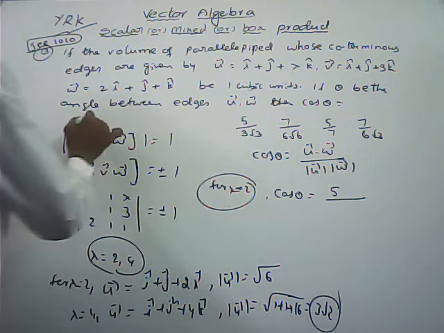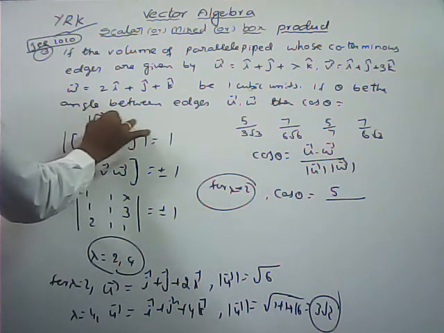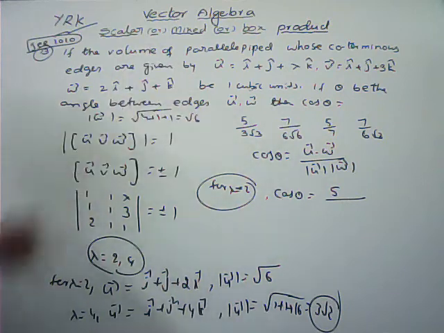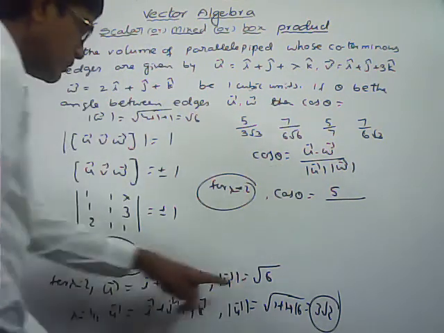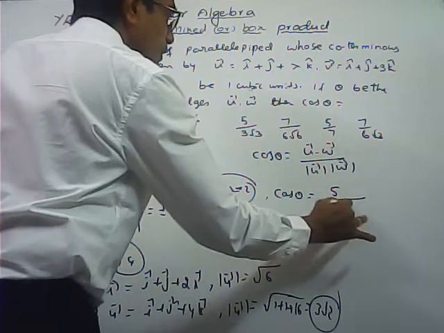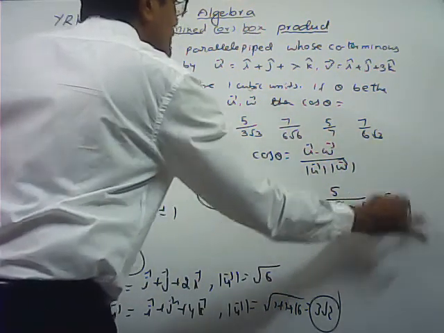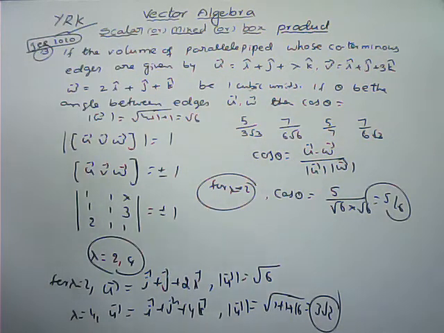Now modulus of W bar is equal to root of 4 plus 1 plus 1, that is equal to root 6. Modulus of U bar is root 6 into modulus of W bar, root 6, that is equal to 5 by 6. But there is no such option.